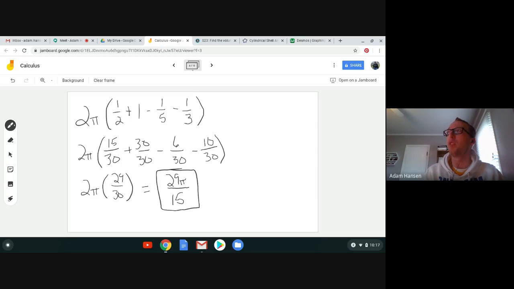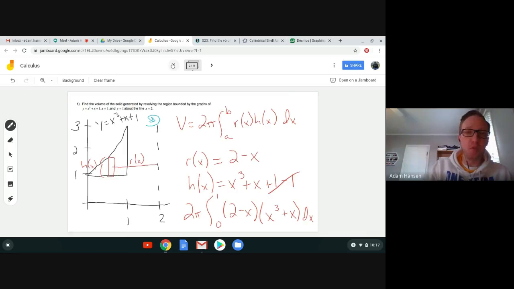Good example of using shell method around an arbitrary horizontal or vertical line. Big difference is how you attack this radius. So rather than just x, now it's 2 minus x because we're rotating around the line x equals 2 to the right. That's kind of the big key component there.